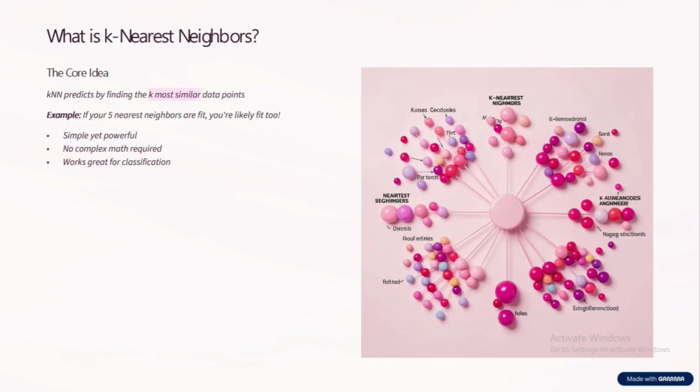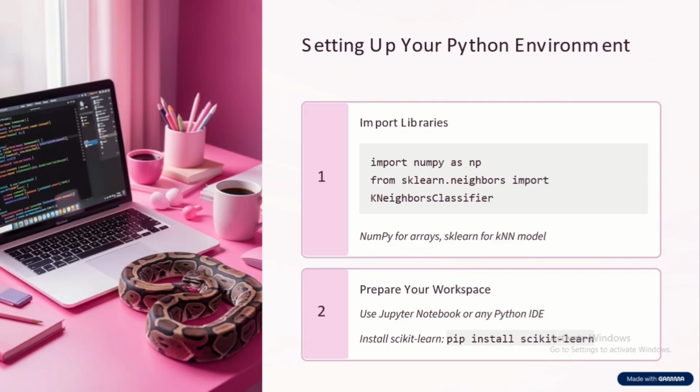What is k nearest neighbors? kNN is a supervised machine learning algorithm. It works on one simple idea. Similar people have similar results. That is, if most nearby people are fit, you are probably fit. If most nearby people are not fit, you are probably not fit. kNN doesn't memorize formulas. It memorizes examples.